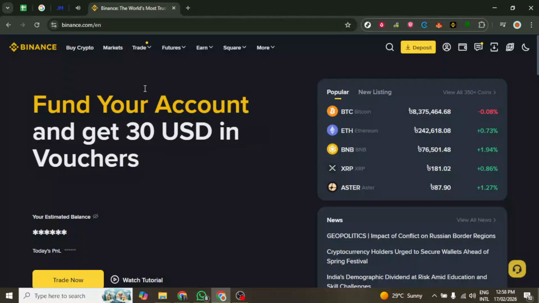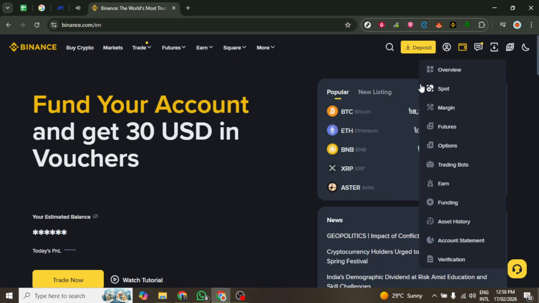In this video, you'll learn how to set stop losses and take profits on the Binance trading platform. This guide will walk you through the steps required to manage your trades effectively by utilizing these important order types.